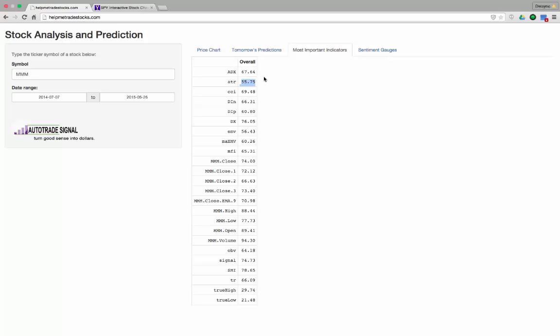Take a look at this one, the ATR. It has an importance value of 55, which means that it's way down the list. So if you're trading 3M and you are using, let's say, an ATR trailing stop to exit your trades, you could have been wondering why you give back so much profit with this particular stock using a trailing ATR as one of the indicators.